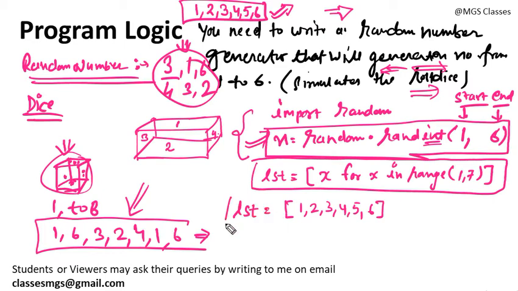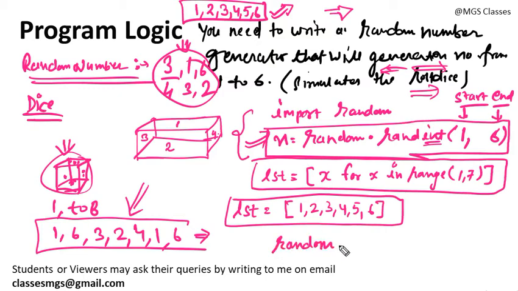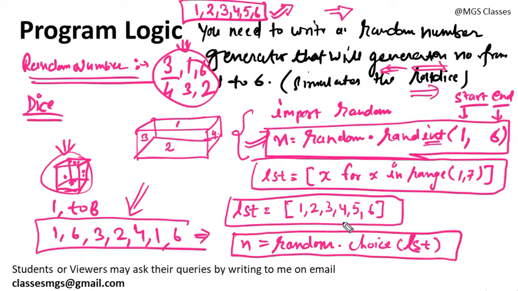You can also directly assign the list like this. This way also you can create a list, and then you can use the choice method of the random module. The random module provides the choice method, dot choice, to get one number from the list randomly. You pass the list here, and it will automatically generate a number from this list randomly. Okay, so there are two ways to write this program. Either you may use this line to generate a list of 1 to 6 numbers.